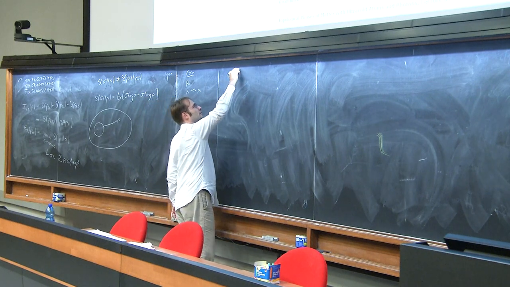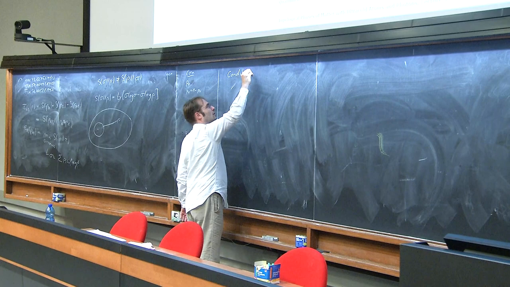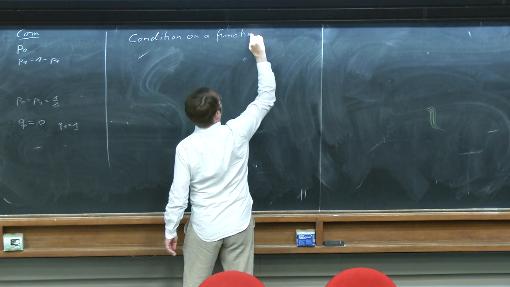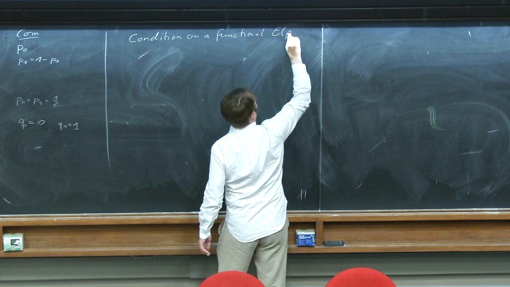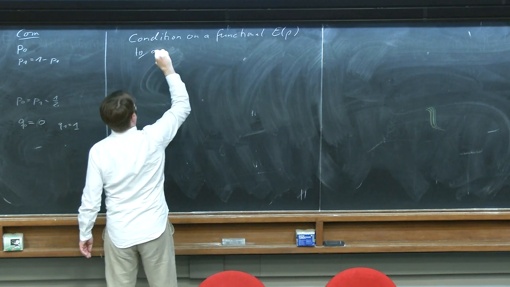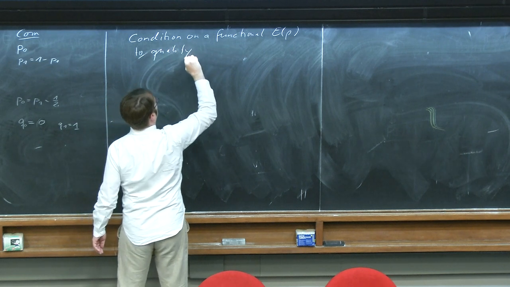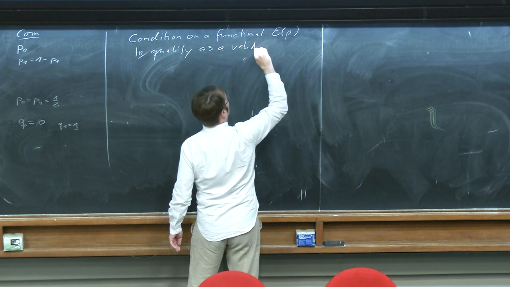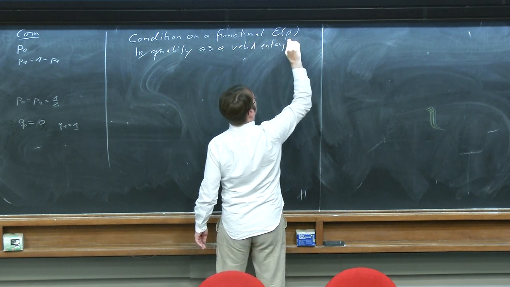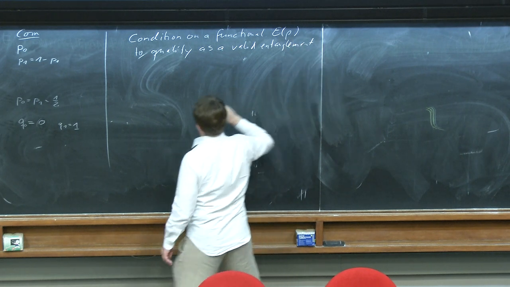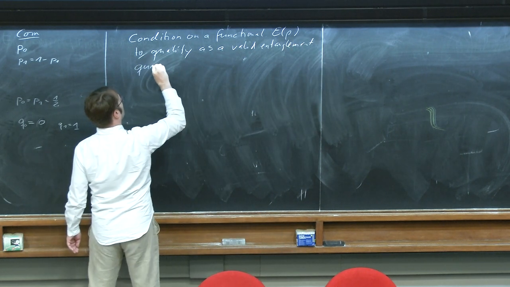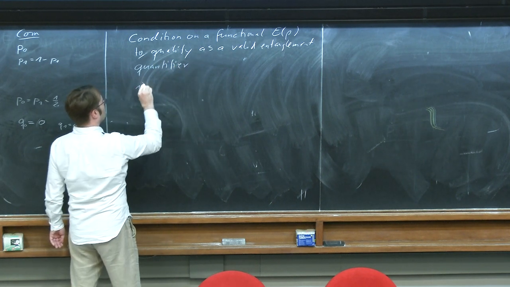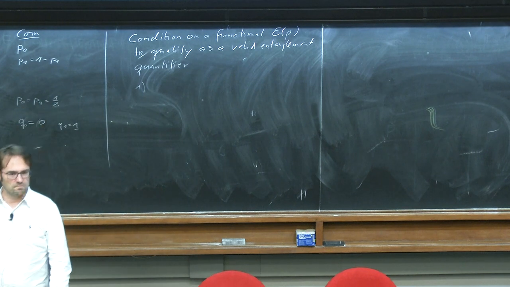So, conditions on a functional E of rho to qualify as a valid entanglement measure, or entanglement quantifier, let's say. Okay, it's actually not very many things that we want to ask from this.